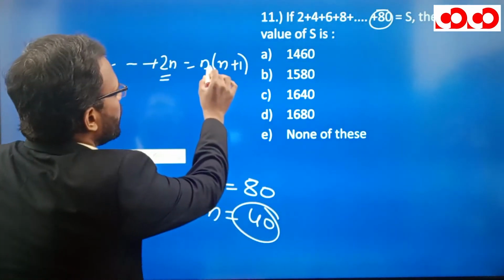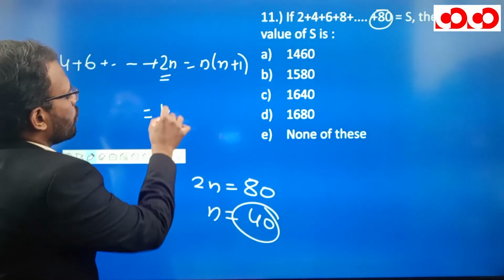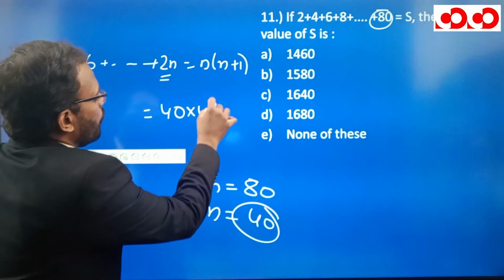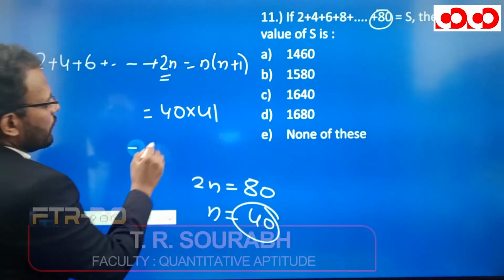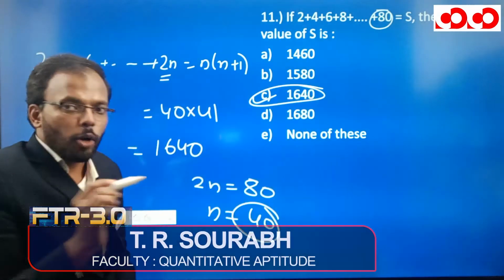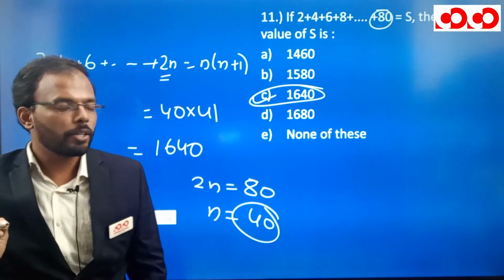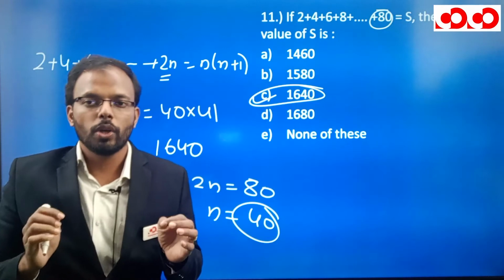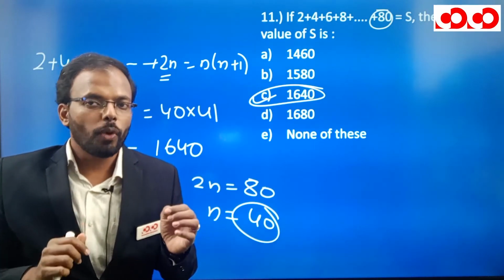So there are 40 terms here, and we put n is equal to 40. If we put it in this formula, it is going to be 40 multiplied by 41, which is equal to 1640. Option C is the correct answer. I hope it is clear to you. It's a very easy question, but you should know the formula which we have to use. Let's move on to the next question.